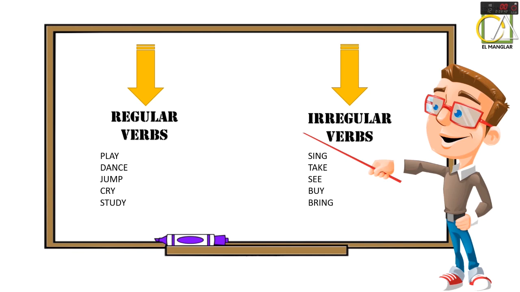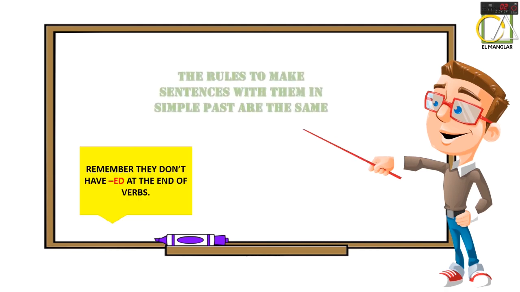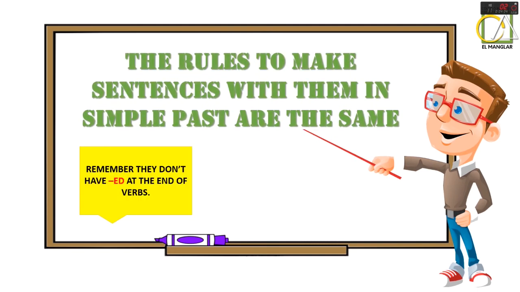Okay, regular verbs. As you can see, play, dance, jump, cry. Irregular verbs, sing, take, see, buy, bring. They are called irregular verbs because they change the spelling. Remember this. The rules to make sentences with them in simple past are the same. Remember, they don't have ed at the end of verbs.